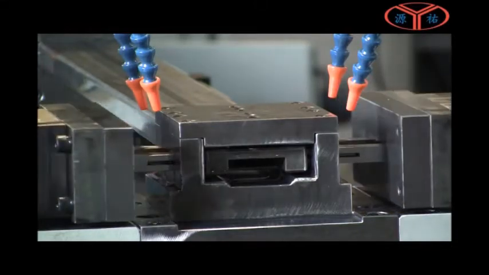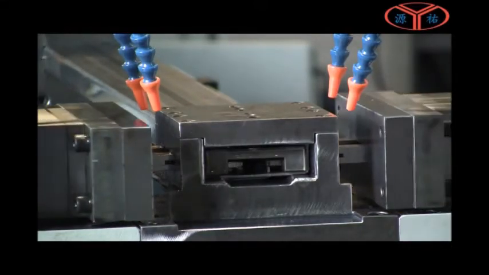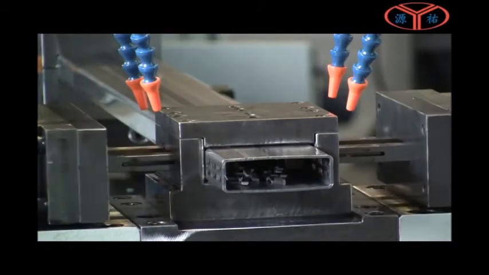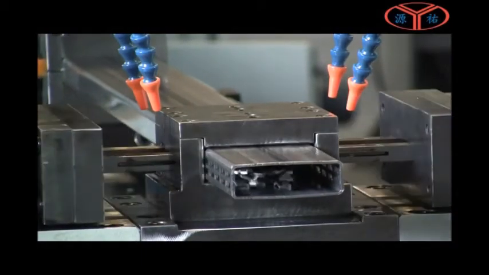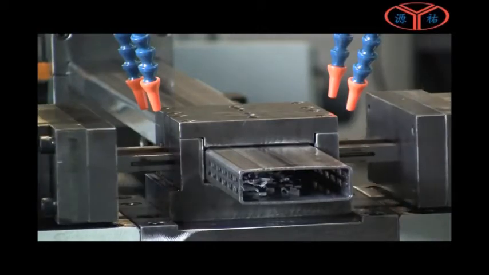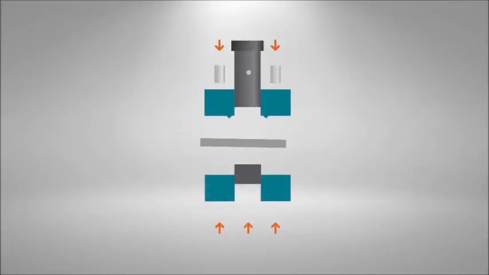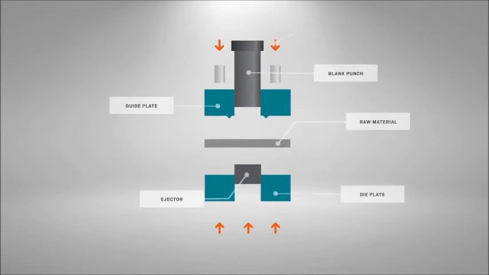In piercing, also known as perforating, the workpiece is punched to receive a specific design onto it. The difference between these two mechanisms is that in blanking, the slug is used, while in piercing, the slug is disposed of. A specific example of blanking is fine blanking.